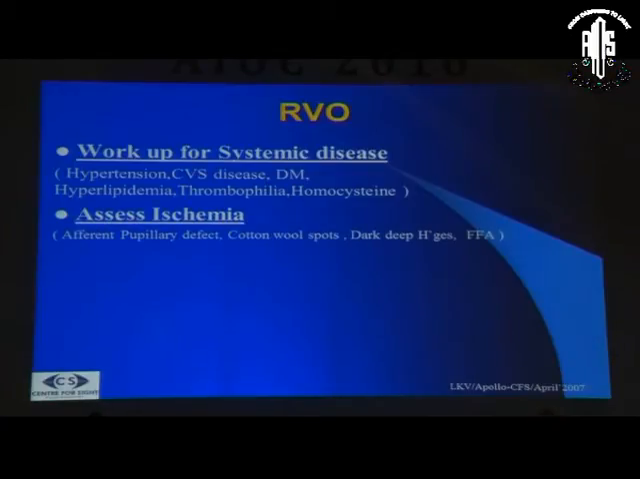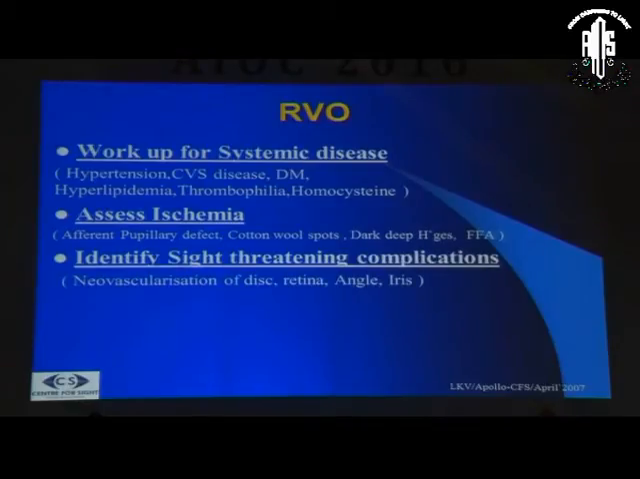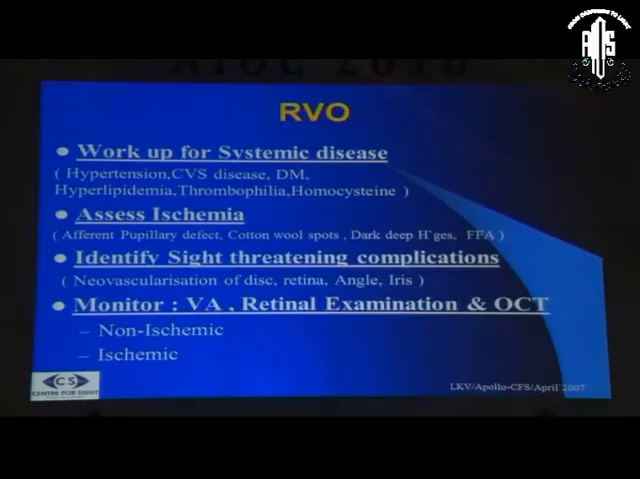Then the second responsibility of ours is to assess ischemia. Although APD is the best way to do that, indirect indicators are cotton wool spots and dark deep hemorrhages and the FA picture. They may help you to assess the ischemia. Then identify sight-threatening complications which a patient with vascular block can have, which is NVD, NVI and neovascularization of the angle. Then monitor these important things like photograph of the retina, retinal examination, visual acuity and OCT.